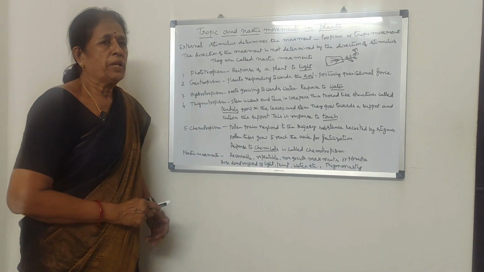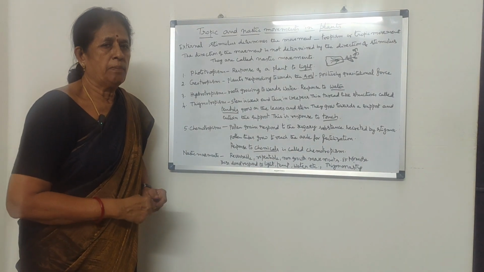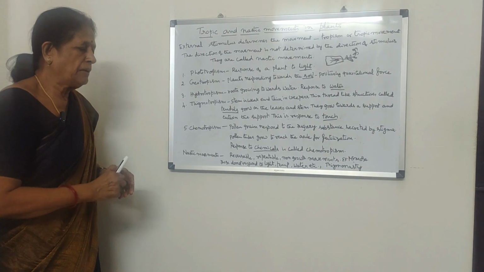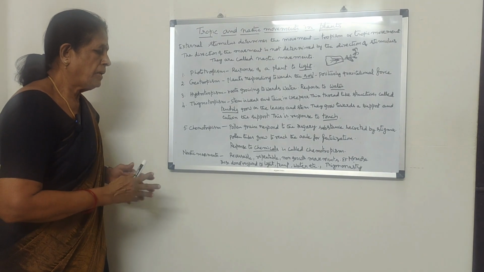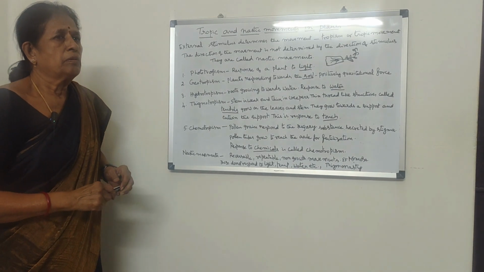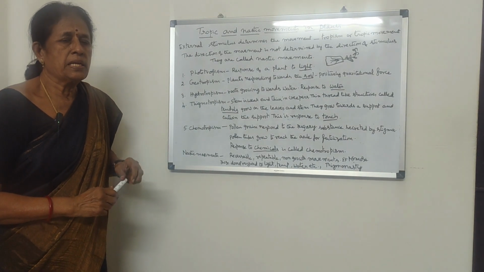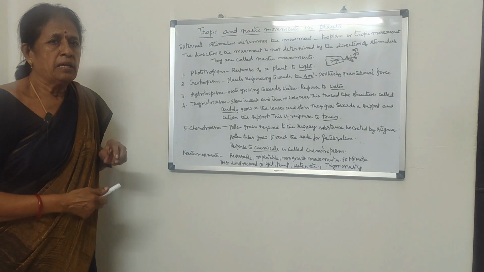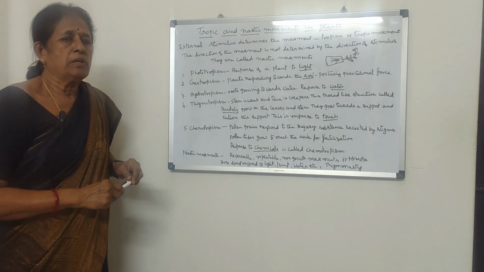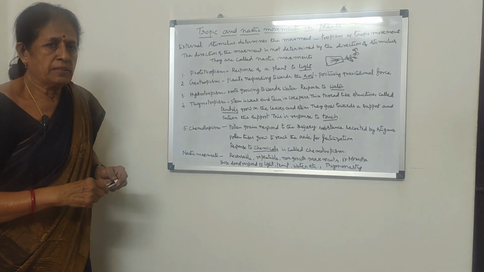So if you see the touch-me-not plant, Mimosa pudica, when we touch the leaves, immediately the plant closes the leaves. Why? Because at the base of the leaves there is water accumulation, which makes the leaves stand erect. That particular place is called the pulvinus.